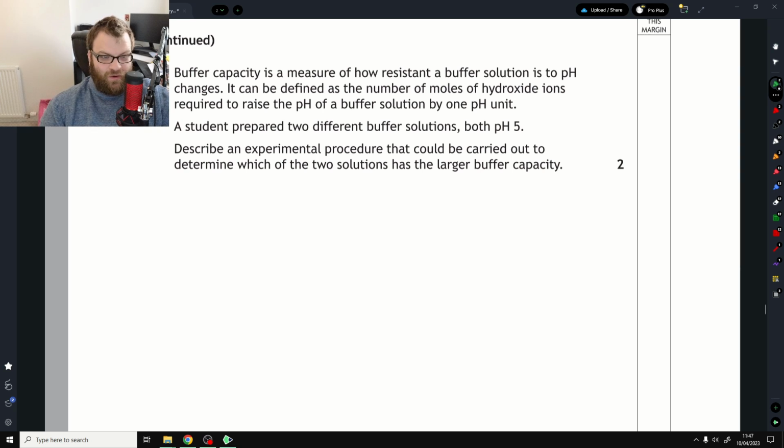Next one, we've got a question asking about buffer capacity, so how well a buffer resists pH changes. Okay, so we're asked to prepare two different buffer solutions and see which one has the larger capacity. Right, first thing is you need to be doing a fair test, so we want equal volumes of both of them. So take equal samples of the two buffers.